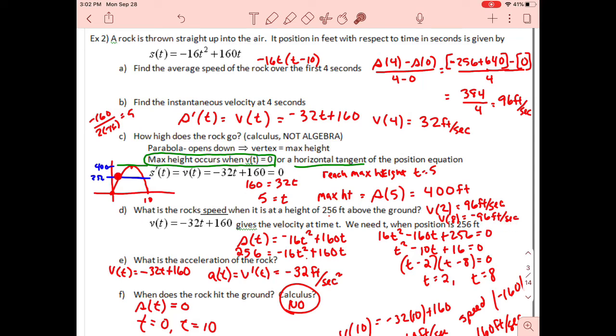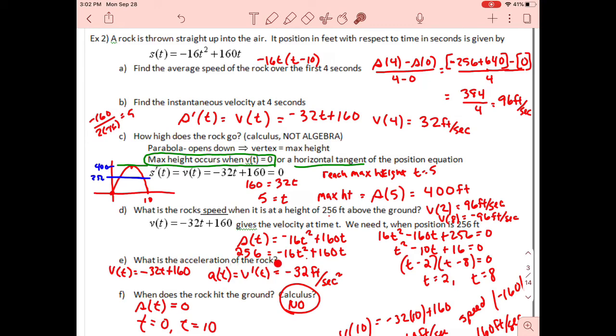That makes sense because right here, if you're at a height of 256, this is t equals 2. The slope, of course, velocity, is going to be a positive slope. That's the positive 96. Over here on this side, at 8 seconds, the slope is negative 96. So then it says, that gives you the velocity equation, which we already knew. We need t when the position is, okay, so we already did all that. So we basically did what it said, so let's move on to part E.